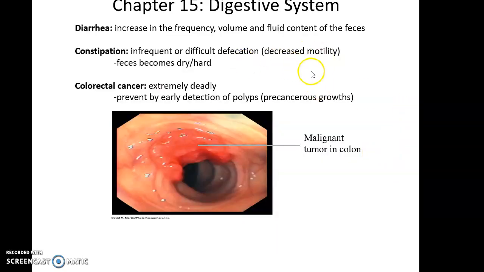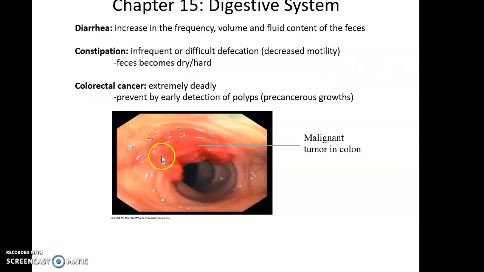Some of the disorders associated with the large intestine include diarrhea, which is an increase in frequency, volume, and fluid content of feces. Then there's constipation. Constipation is infrequent or difficult defecation. Basically, the large intestine is less active. And as the feces spends more time in the large intestine, it becomes harder and drier.